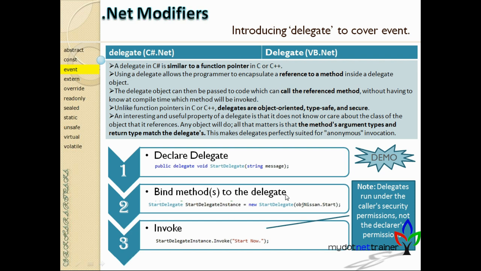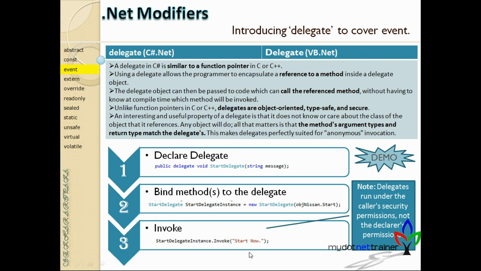When I bind a method to a delegate, it's pretty much creating an instance of the start delegate, as a start delegate instance, and passing the method as a parameter to it. Although obj Nissan is some class which has a start method, this is pretty much an instance method that I passed as a reference. We'll see again how we can do this with static methods also. Static members, as you remember, are associated with the class but not with the instance. What that means is the static members will have only one copy for any number of instances that class has. We will see that also today.